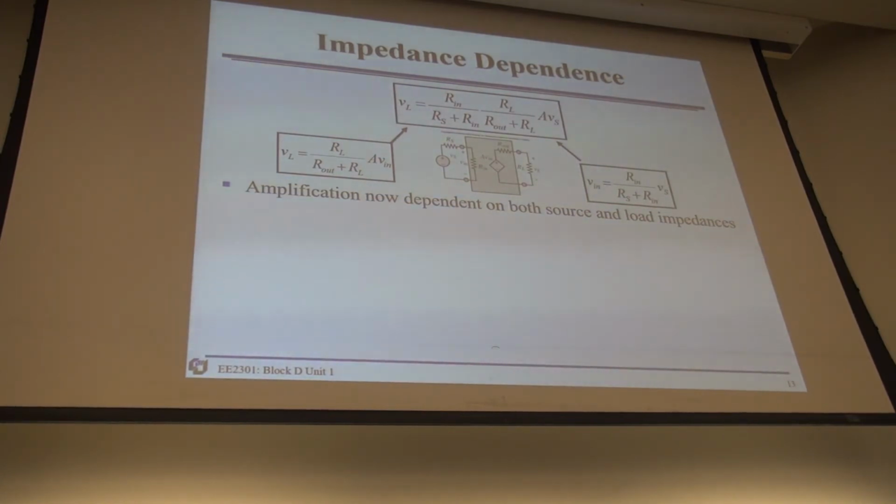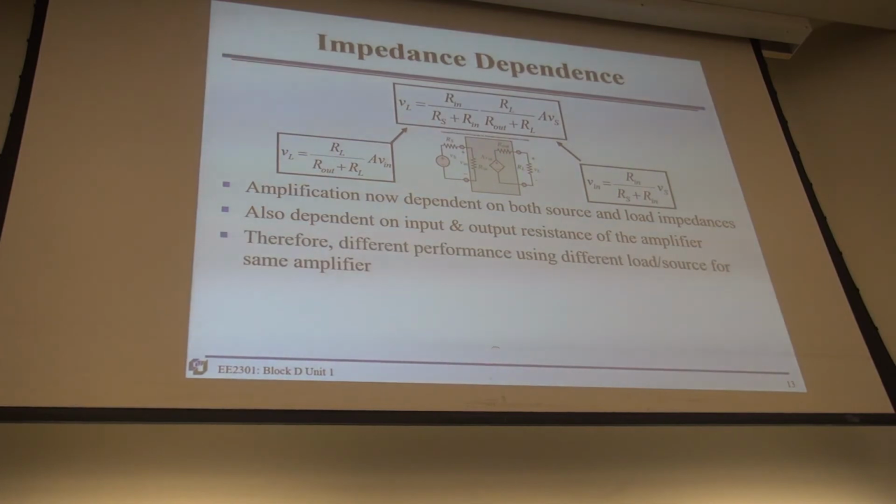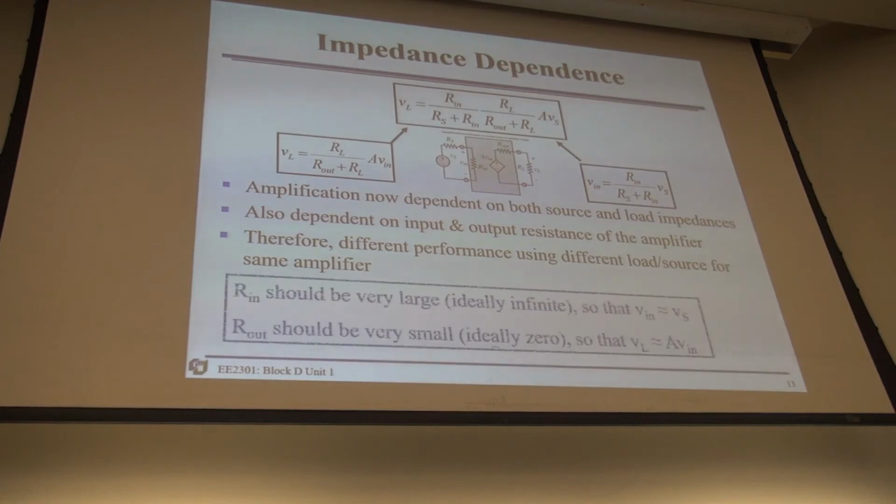That's why in our last quiz you almost all got it wrong, because you forgot to think about it this way. This is the right way to think about it. You have input and output impedance, and it also depends on the input and output resistance of the amplifier. So different load and source for the same amplifier may result in different performance.